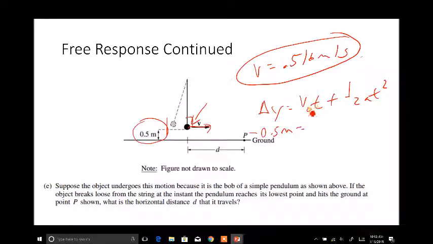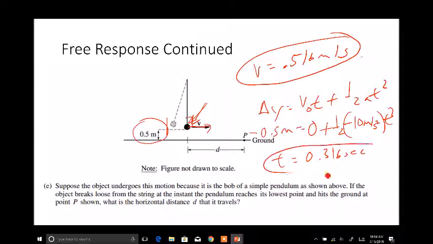The V0 is our initial vertical velocity. At this point, this object isn't moving vertically, it's moving horizontally. So our initial vertical velocity is 0 plus 1/2 times a. We're going to use acceleration due to gravity. We're just going to use negative 10 meters per second squared times t squared. We're going to solve this out for t. And when we do, we end up with t equals 0.316 seconds. So to fall 0.5 meters, it takes the object 0.316 seconds.